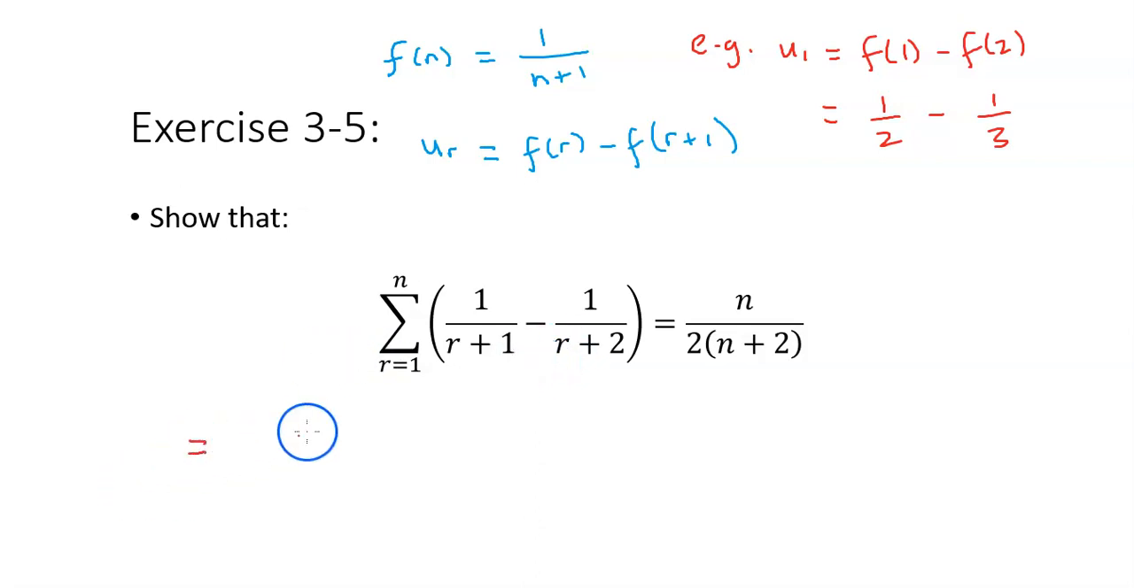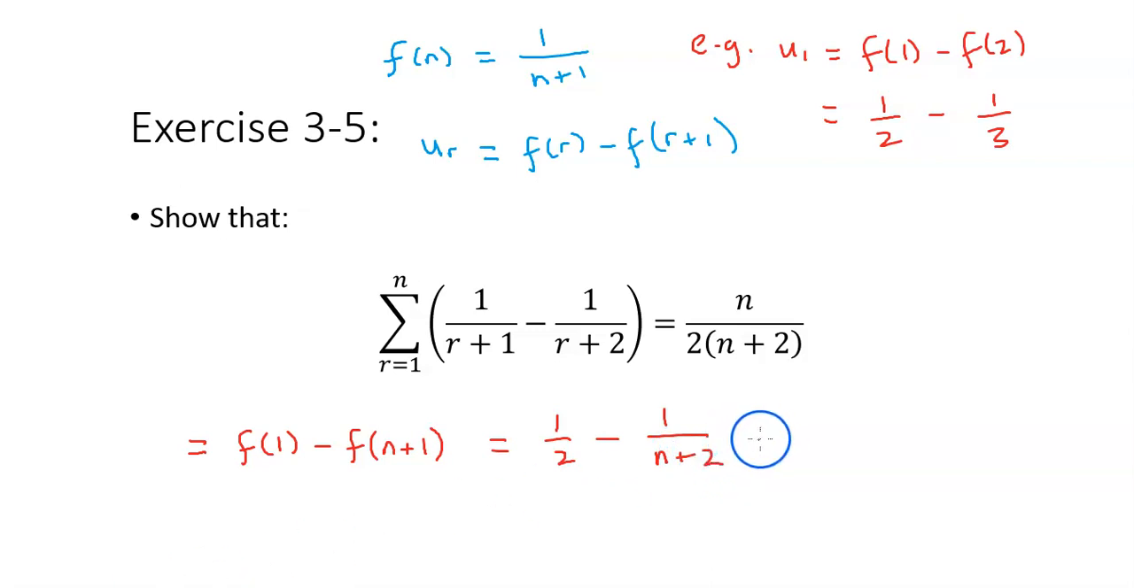Okay, and so we know that the sum from r equals 1 to n of u_r is just equal to f(1) minus f(n plus 1), which in this case is going to be 1/2 minus f(n plus 1), which would be 1 over n plus 1 plus 1, so n plus 2. And then we can clearly simplify that to (n plus 2 minus 2) divided by 2 times (n plus 2), which is exactly what it should be.